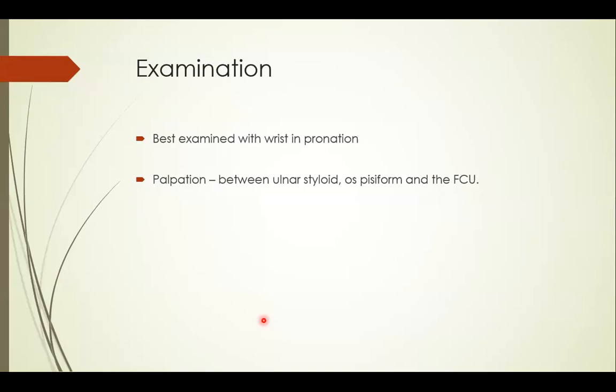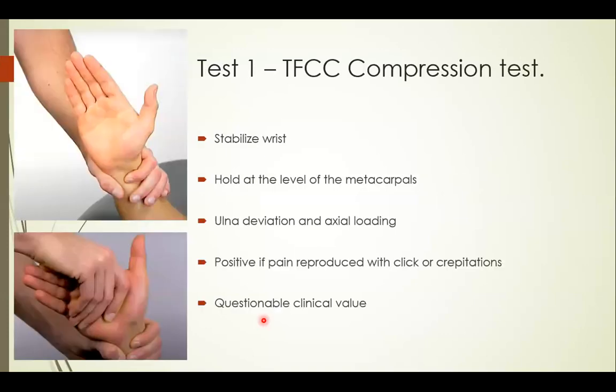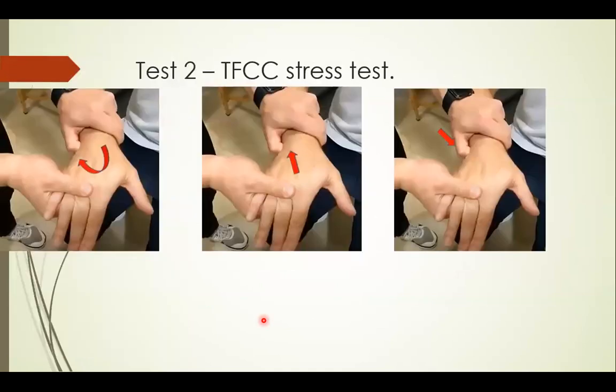So starting off with the first test, that's the TFCC compression test. You stabilize the wrist with one hand and you hold the patient's affected hand at the metacarpophalangeal joint, and you give it an ulnar deviation with an axial loading. Now, if the patient complains of pain that is reproduced just like his normal symptoms, then it is considered a positive test. Like mentioned, these tests have a questionable clinical value.